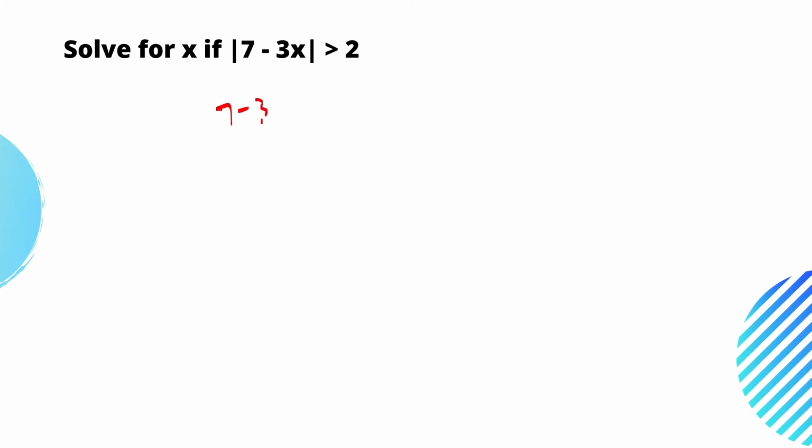7 minus 3x is greater than 2. 7 minus 3x can also be less than minus 2. It can take plus 2, it can also take minus 2. If we are putting a negative value, the inequality sign swaps over, the inequality sign changes. This we learnt in inequalities.